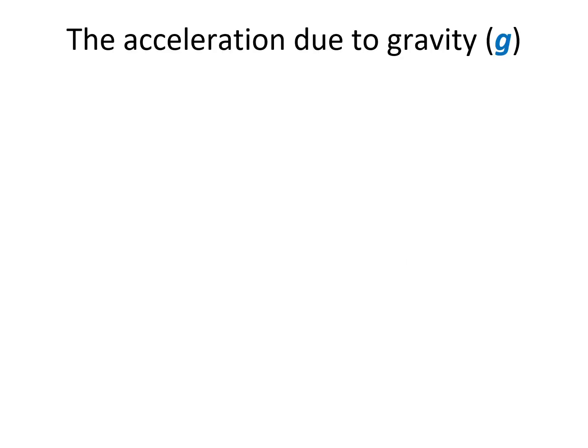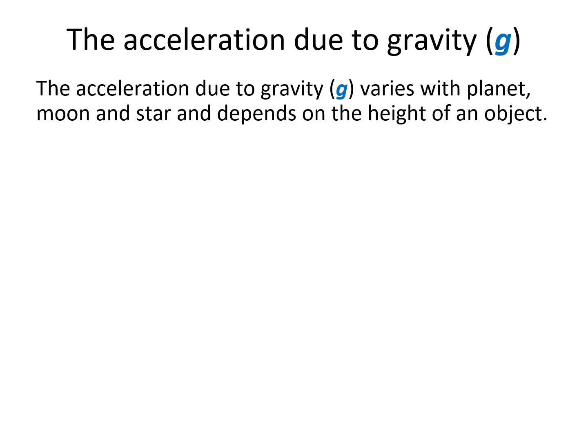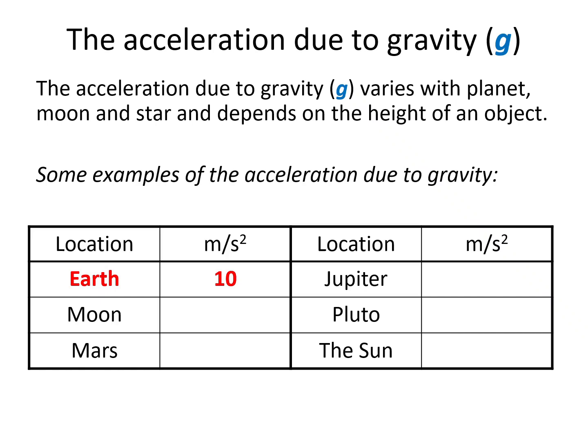Now, the acceleration due to gravity, little g, varies depending on whether you're on a planet or moon, star, different planets, different stars, different moons. And it depends also on the height of an object. Some examples on the surface of these planets would be, we say it's 10 on Earth in some courses. Some other courses will be 9.8, so just check with your exam board there. As you can see, the moon has got 6 times less value. Mars is quite a lot less than the Earth.